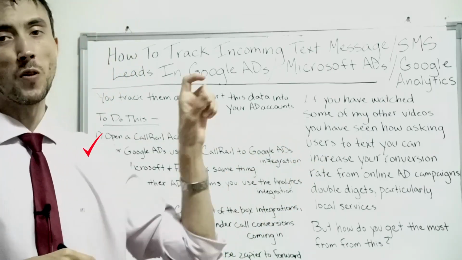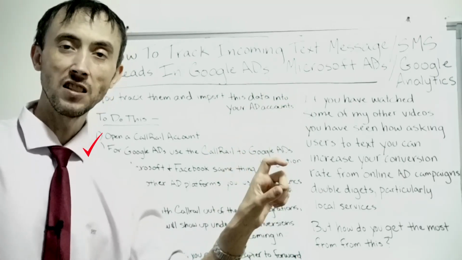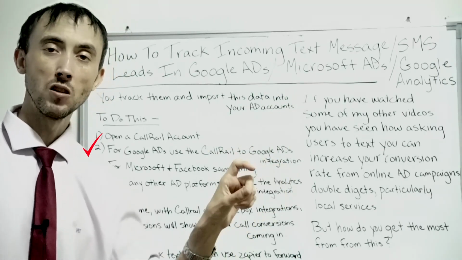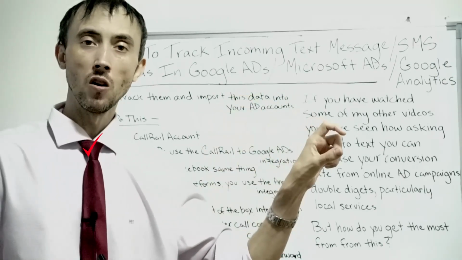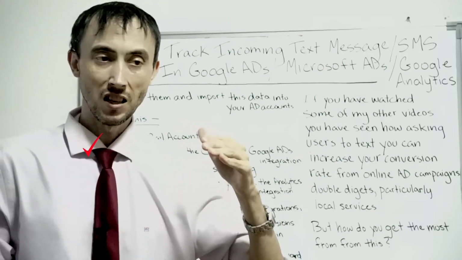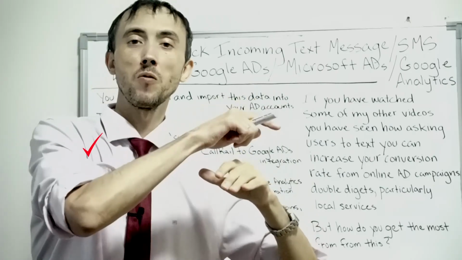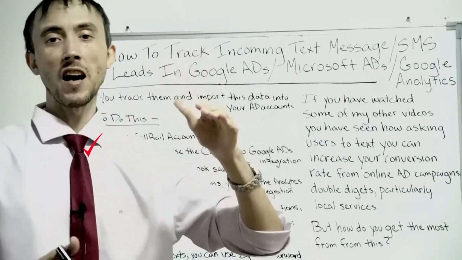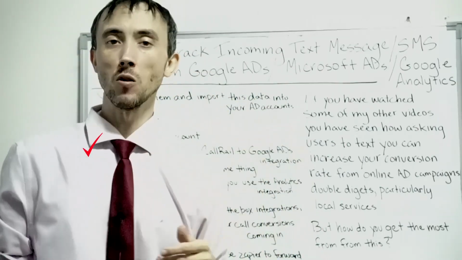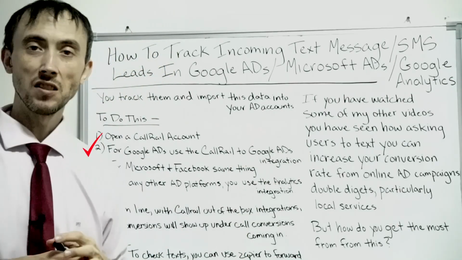So in other words, the phone calls and the people that text you will show up under the same goal. The texting people will be added into the phone calls. So whether they call or text doesn't matter, it'll trigger a conversion either way. So that's the simple way to do that.